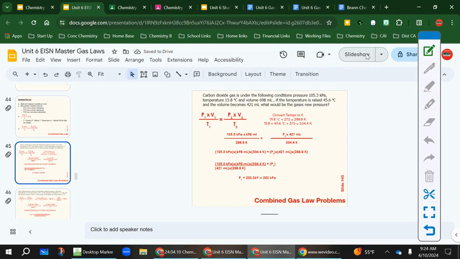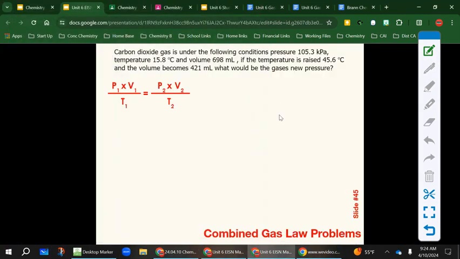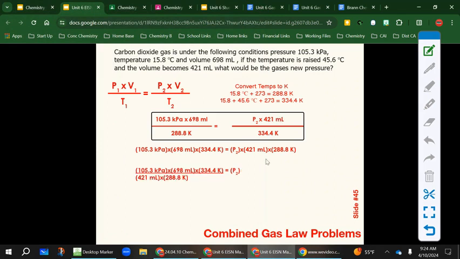So let's go back to it, ladies and gentlemen. Okay, so to get P2 alone, I'm going to divide both sides by 421 milliliters and 288.8 Kelvin. Kelvin and Kelvin cancel. Milliliters and milliliters cancel. What unit am I going to be left with? kPa. Good.